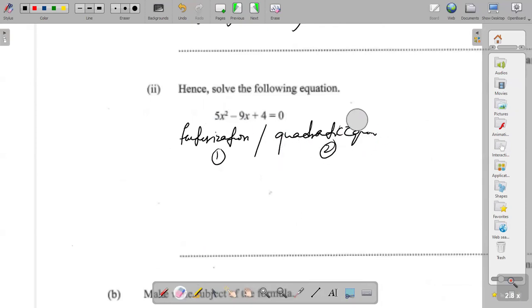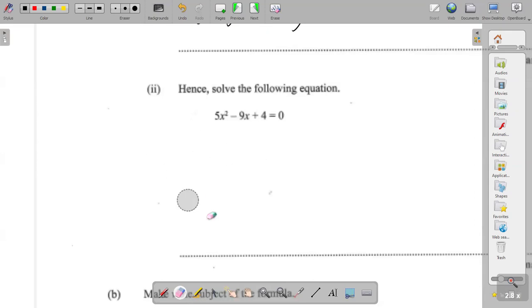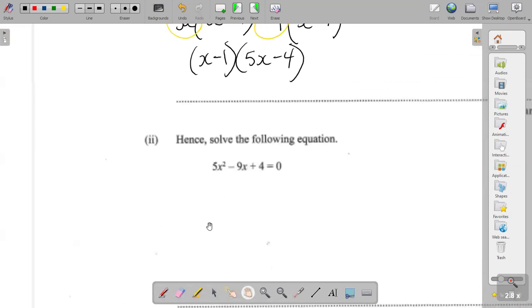And for the purpose of notes, we're going to do the other way, just in case. You've already factorized that, so all you have to do is say, therefore, x minus 1, 5x minus 4 is equal to 0. So let me pause here. Everybody following along? Everybody with me?